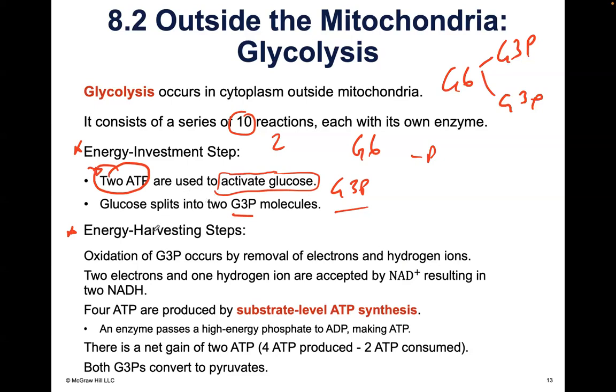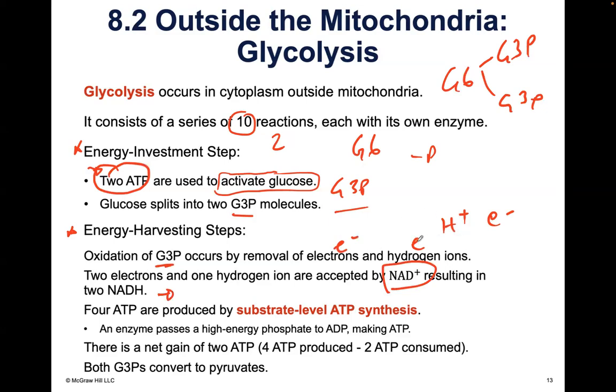So now let's move on to the energy harvesting steps. In the energy harvesting steps, the G3P undergoes oxidation. What does that oxidation mean? It means that electrons are going to be removed and hydrogen ions also will be removed. So what happens in that process? The 2 electrons and 1 hydrogen ion are being accepted by this NAD plus, which we know is a coenzyme, to produce NADH.